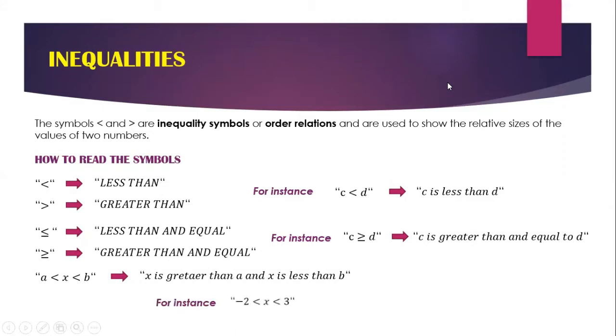For instance, you can read X is greater than minus 2 and X is less than 3. Once again, X is greater than minus 2 and X is less than 3. Students, we have to read this symbol from the middle to the left and from the middle to the right.